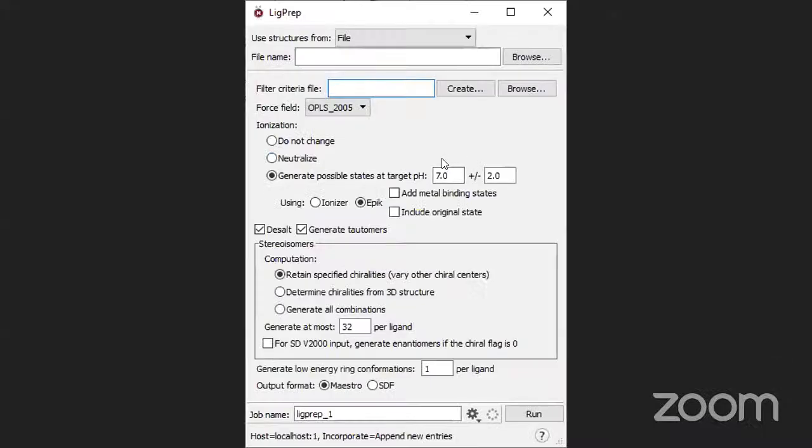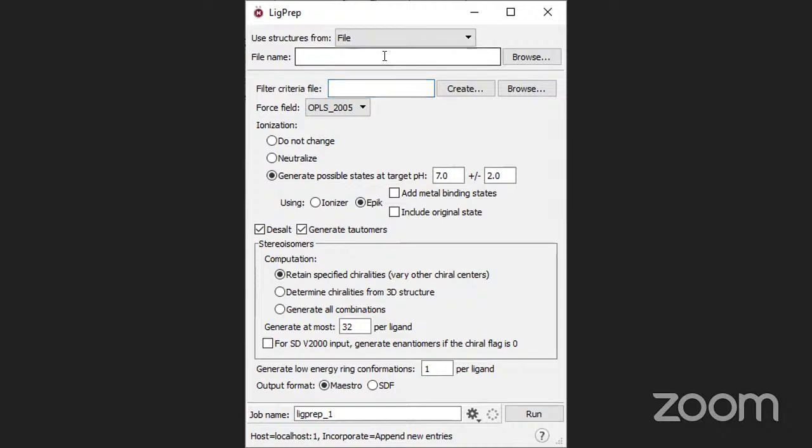Then we get a window like this, ligand preparation, where we need to select the ligand which we want to prepare. Suppose I want to prepare SAHA, one example of an HDAC inhibitor. I want to redock SAHA into the active pocket of HDAC, so I will draw the chemical structure of SAHA in ChemDraw or the 3D molecular builder of Schrodinger. I will save it in SDF form, and I will import that SDF file in this option, file name.